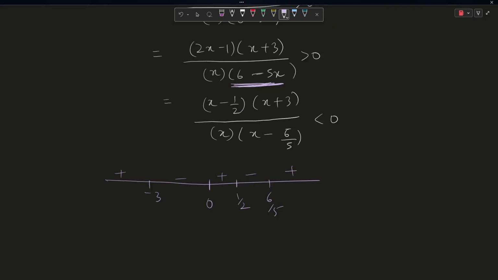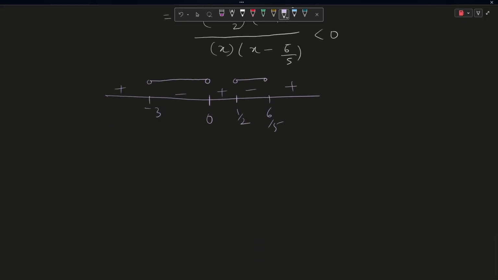So what all are the values? Minus 3 to 0, and 1 by 2 to 6 by 5. So our answer here for the interval will be x belonging to minus 3 to 0 union 1 by 2 to 6 by 5. Now, is this the final answer for case 2?